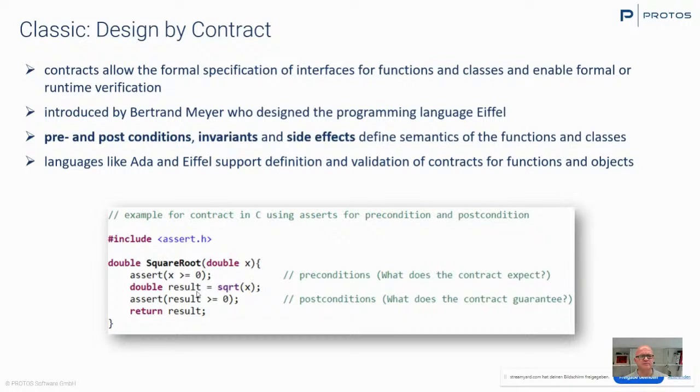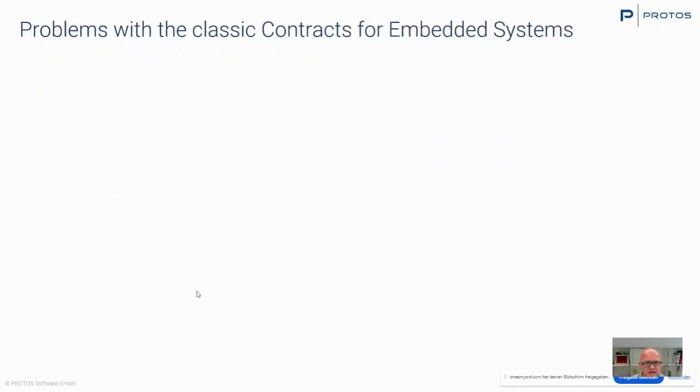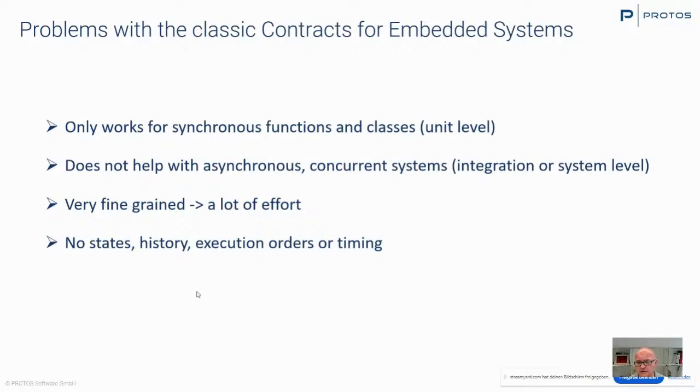The problem with those contracts is that they only work for synchronous functions and classes, so on unit level, basically. It does not help with asynchronous concurrent systems. For example, if you want to integrate something on integration level or on system level, it's usually asynchronous and concurrent in an embedded system. So those kinds of contracts do not help a lot on that level. And they are very fine-grained. So it's a lot of effort to bring all those contracts into every function call.